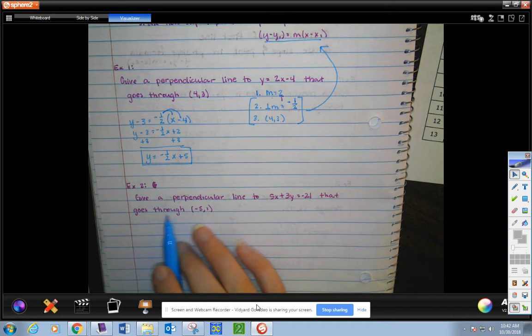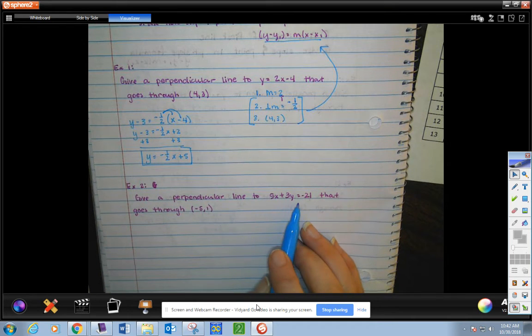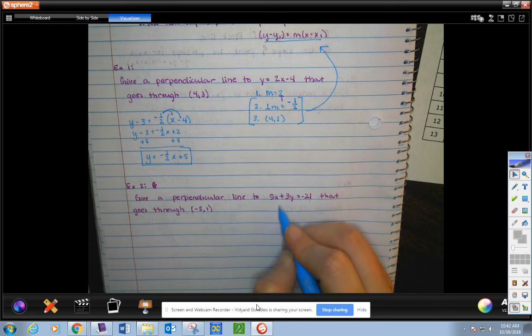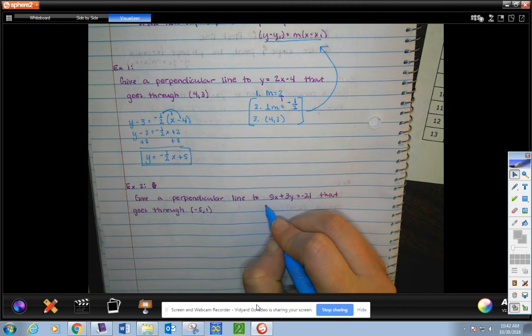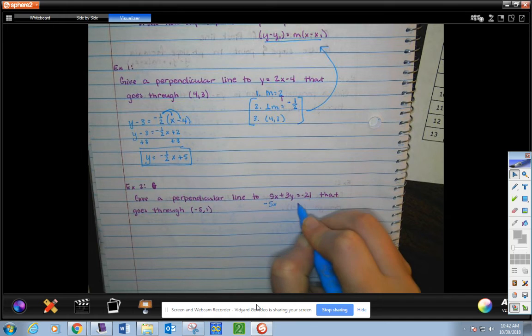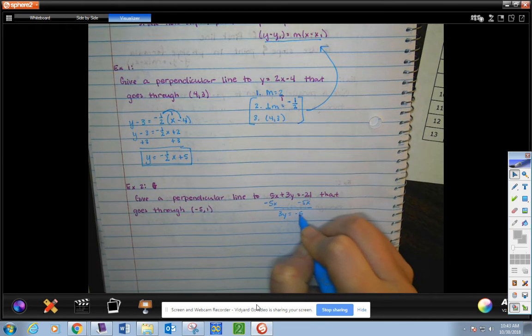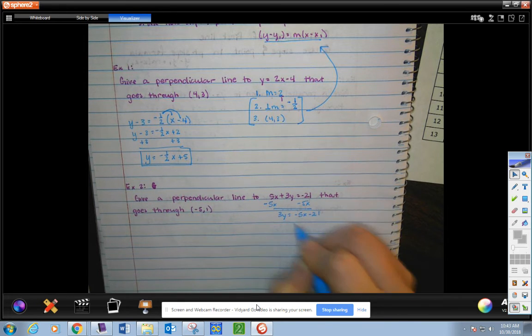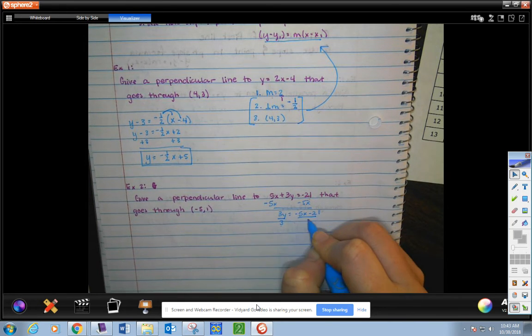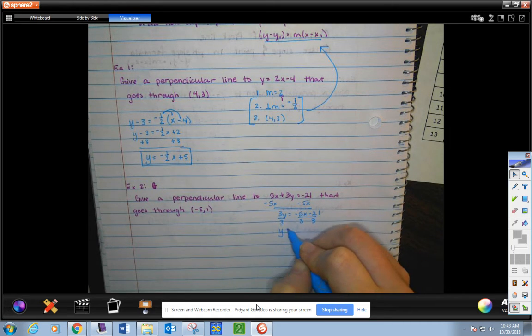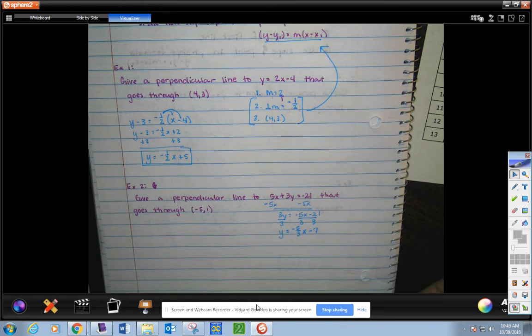Okay, now I need you to give me a perpendicular line to 5x plus 3y equals negative 21 that goes through negative 5, 1. Okay, so first thing, this is not in y equals, so I must get it in y equals. Move the x by changing the sign. That gives me 3y equals negative 5x minus 21. Divide by the number in front of y, so we're dividing by 3. And that gives me y equals negative 5/3 x minus 7.